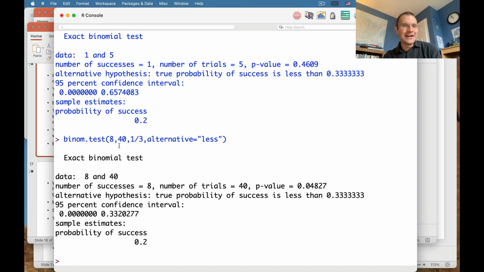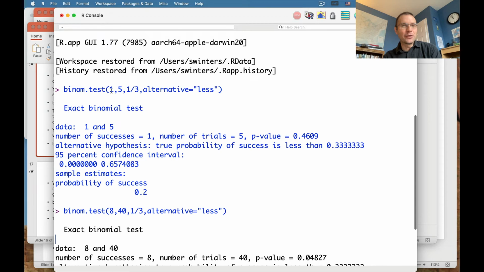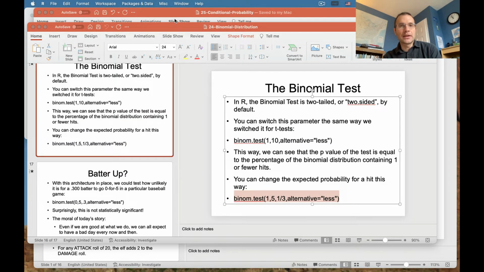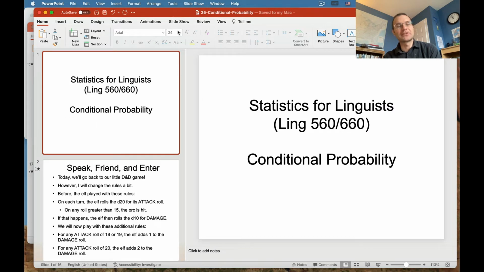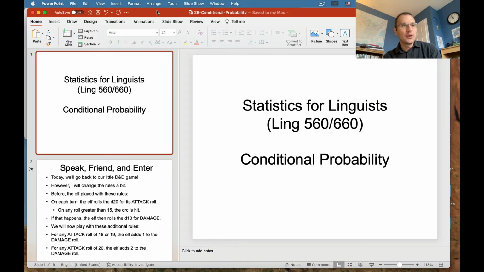I'll just say that usually the more data you can get, the better. And if anything, you want to stay away from very, very small numbers. And we'll see that again as we start walking through conditional probabilities, and especially in something called chi-squared tests, which is where we're leading up to next.